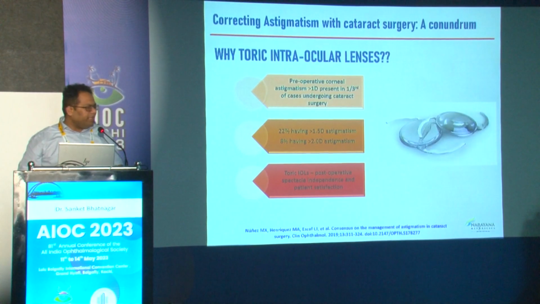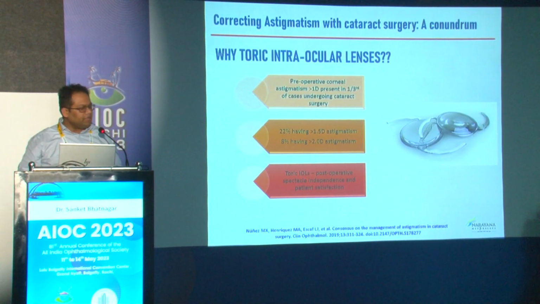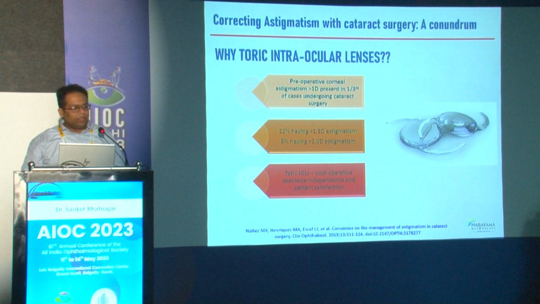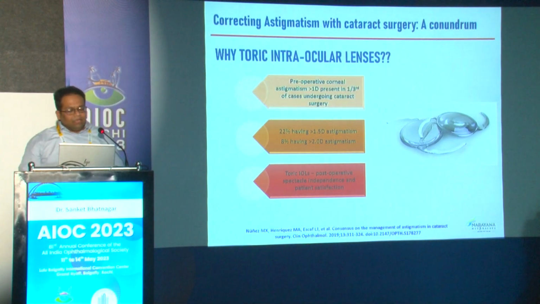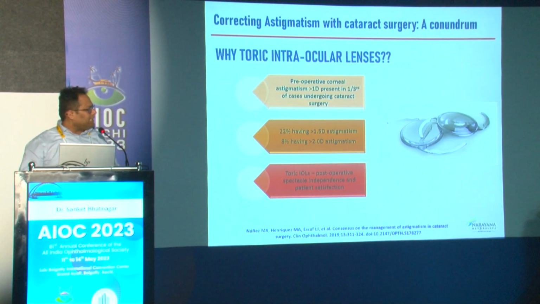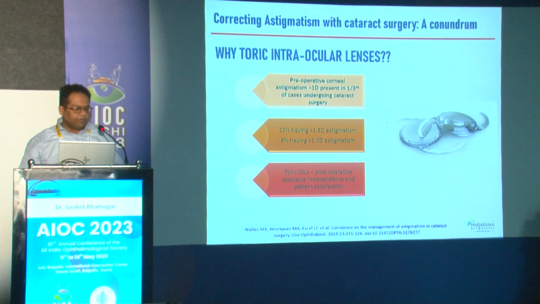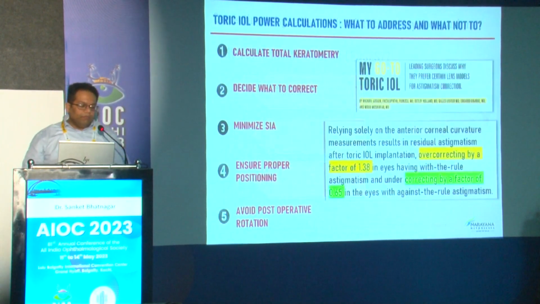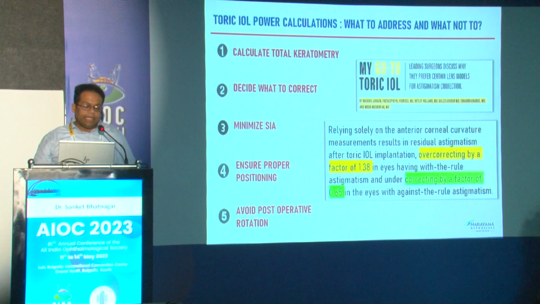So, with the increase in incidence of astigmatism in our senile cataracts and also the demand for better post-operative results, correcting astigmatism in cataract surgery has always been a conundrum for most phaco surgeons. When we have to do a precise power calculation, what we really need is precise keratometry and biometry, which paves the way forward for reducing SIA.